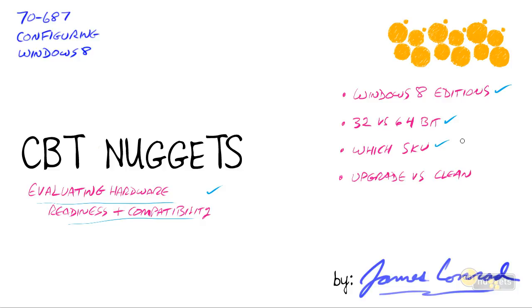We'll also take a look at which one of the SKUs you would want to install in an upgrade process, especially because you can't always upgrade from one operating system to the other. There's specific upgrade paths. And then we'll take a look at an upgrade of a previous version of Windows, as opposed to a clean install.